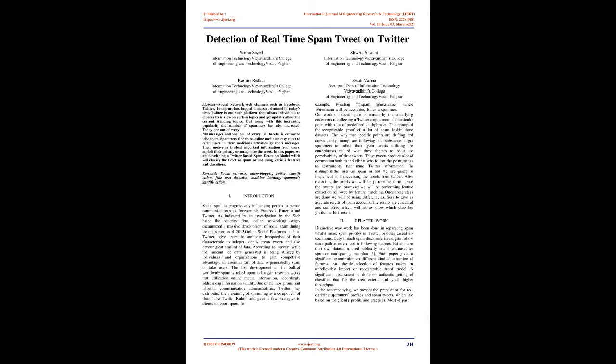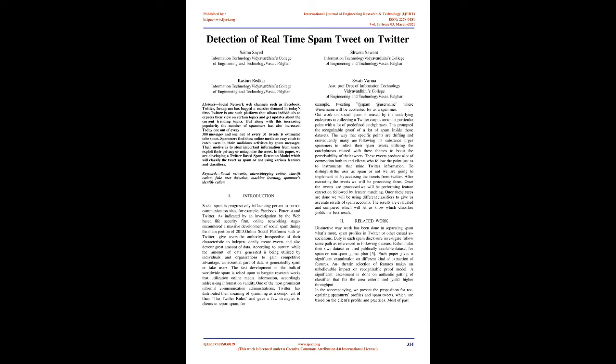Example, tweeting at spam at username, where at username will be accounted for as a spammer. Our work on social spam is roused by the underlying endeavors at collecting a Twitter corpus around a particular point with a lot of predefined catchphrases. This prompted the recognizable proof of a lot of spam inside those data sets.